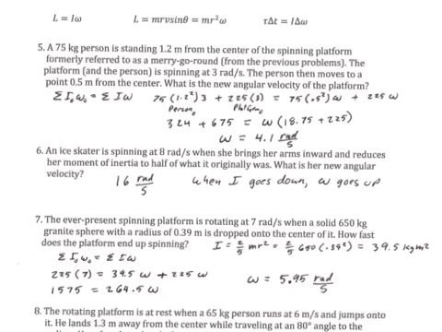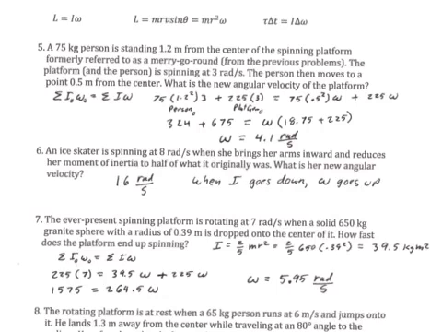Now let's see what I have here. I have a 75 kilogram person standing on a merry-go-round. You might have done this. The person is standing 1.2 meters away from the center of the platform, and they walk towards the center and end up at 0.5 meters away from it. So as they move inwards, it's going to obviously spin faster. If you've ever been on a rotating platform, you've experienced that.